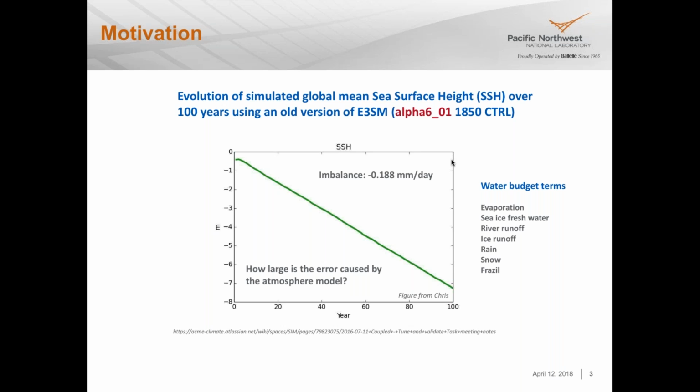In the water budget terms, you can see on the left, there are evaporation, sea ice, fresh water, river runoff, ice runoff, rain, snow, and so on. So those budget terms exist in different model components. For example, evaporation, rain, snow, those are in the atmosphere component. So we are wondering how large is the error caused by the atmosphere model. Is it positive or negative?